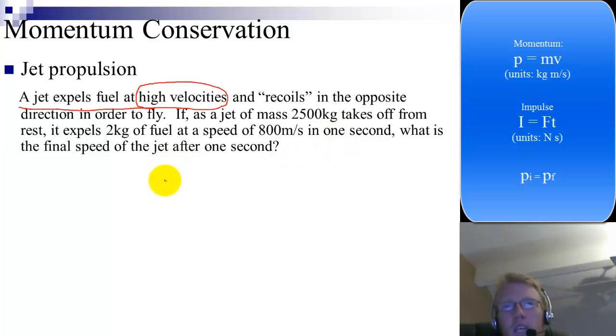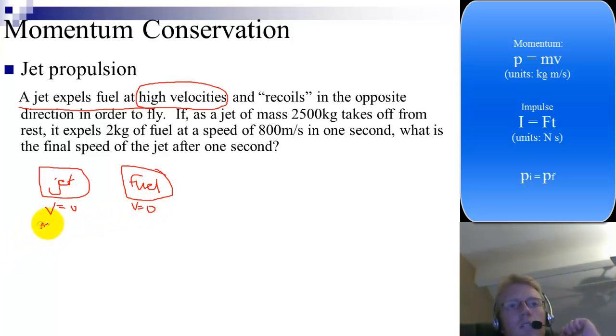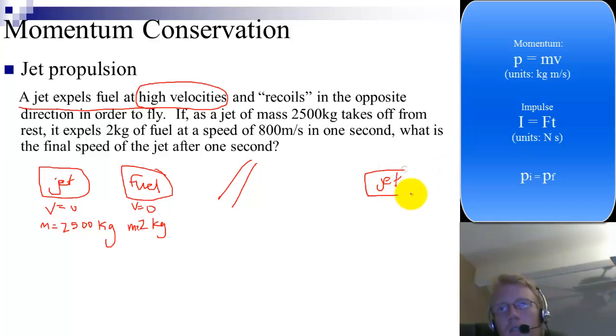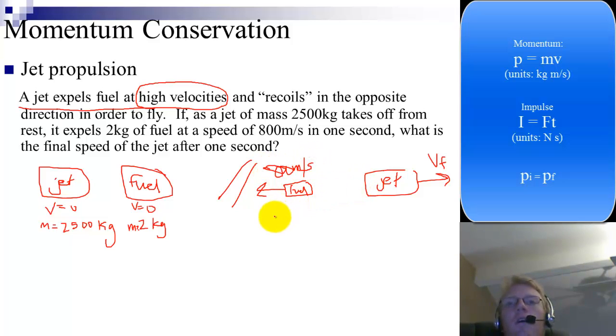All right, so this is a lot similar to the boat question. You've got the jet, and you've got the fuel, and both have initial values of 0 for velocity because it's at rest. And the jet is 2,500 kilos, and the fuel is 2 kilograms. A lot of times I label my masses inside my object, but if you don't have enough space, or you want to label them underneath, this is also a good way to do it. So you have object 1, object 2, and then afterward we've got our jet going forward at some unknown velocity, and we've got our fuel going backwards at 800 meters per second.